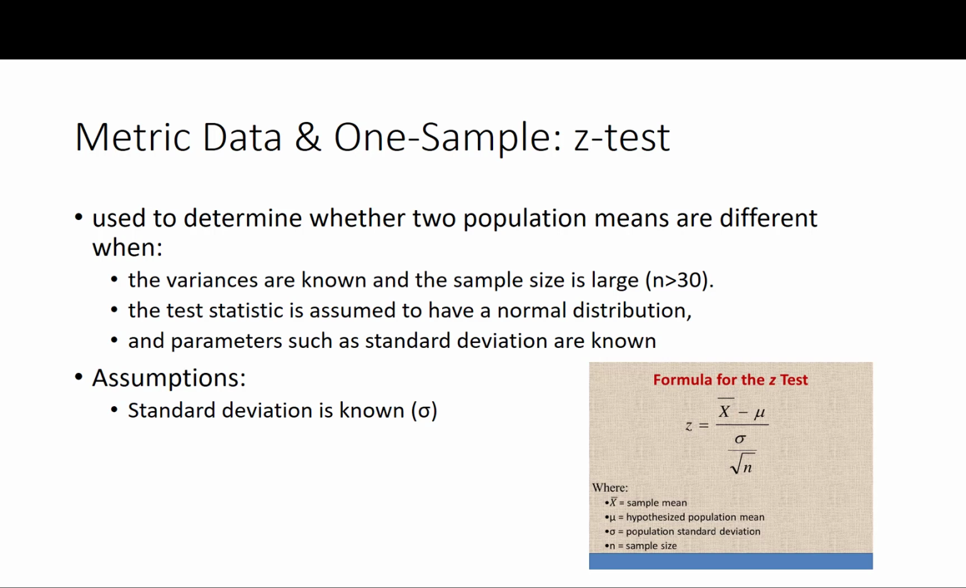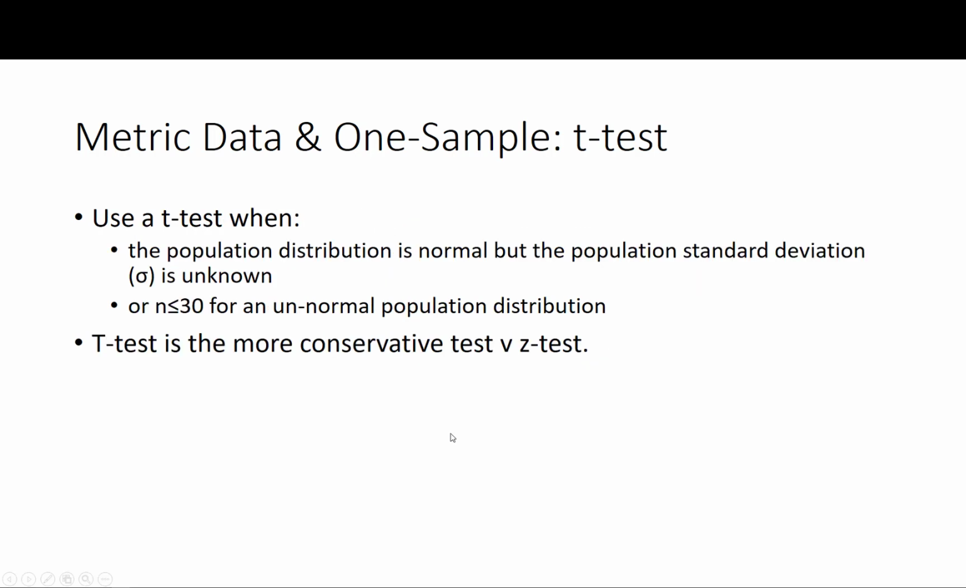However, use the t-test when the population distribution is normal but the population standard deviation is unknown, and for samples that are less than 30. So the t-test is the more conservative test versus the z-test.